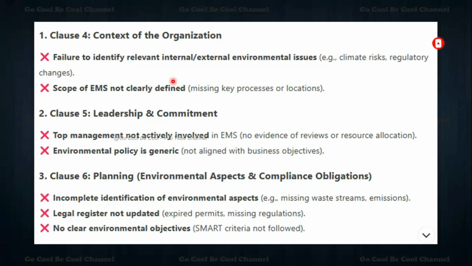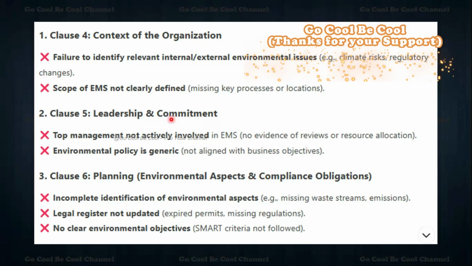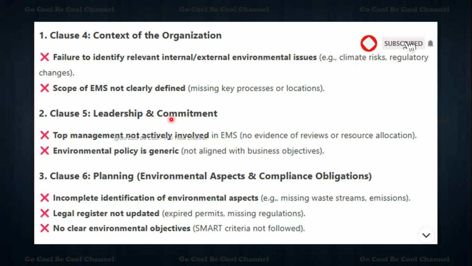You can take these two failures and accordingly take it to the next level. Now clause 5, leadership and commitment. Top management is not actively involved in the EMS. There is no evidence of KPI reviews, monthly, weekly or quarterly reviews by top management, or resource allocation. Nothing is happening. These are the common NCs, because there are no major reviews. Even during the weekly review presented to management, we have to identify whether anything is discussed or taken to management, so that we can take it to the next level.